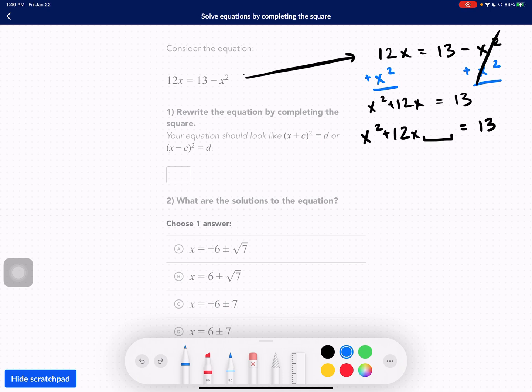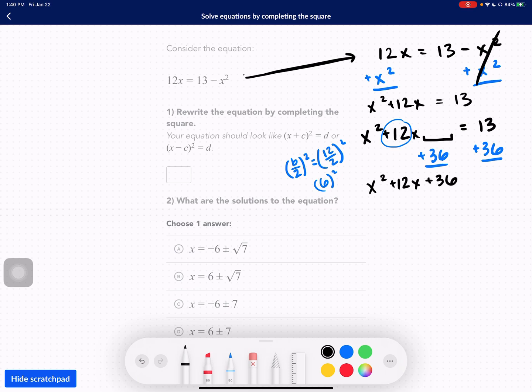So we're going to go ahead and add b over 2 squared to both sides. The 12 is our b. So this would be 6 squared. It's 36. So we're going to add 36 to both sides. So now we have x squared plus 12x plus 36 equals 49. 13 plus 36 is 49.